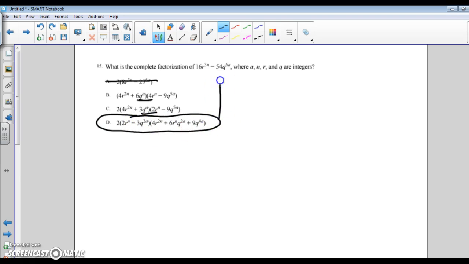If you multiply it out, you will get back to this piece here. You could also pick a number for A, a number for N, a number for R, and a number for Q. Plug them in, see if you can get it to match. The answer is D. A would match, but it's not completely factored. So that would not be the answer.